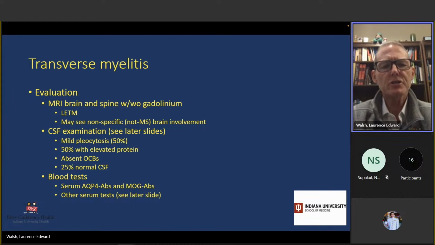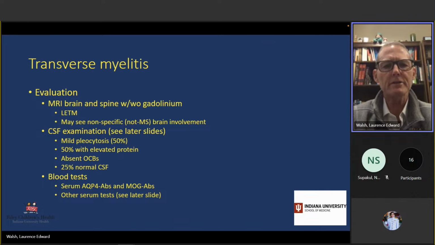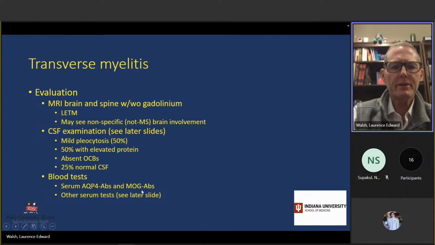CSF examination shows pleocytosis, so we see white blood cells. Often we see elevated protein. Unless this is going to be MS, we tend not to see oligoclonal bands, and about a quarter of the time it's normal. And we want these antibodies and then other serum tests, which again I'll get to.